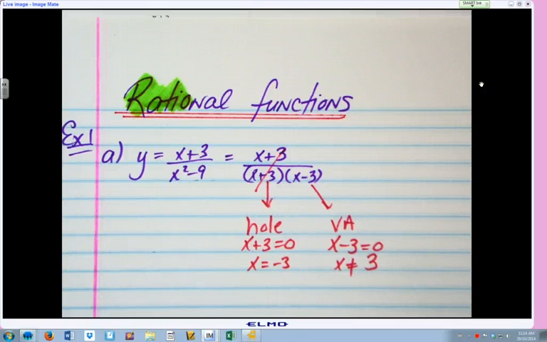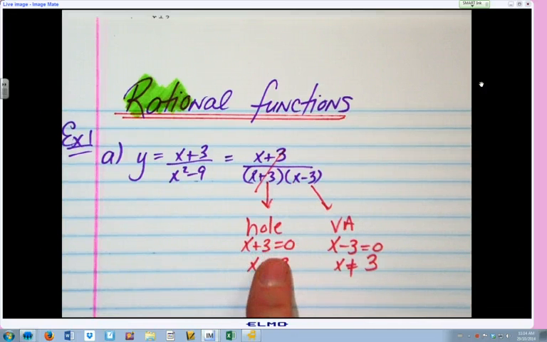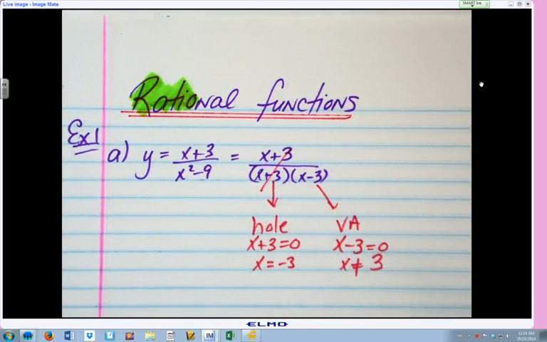That's how to find holes or vertical asymptotes. You factor. If it cancels, it means there's a hole in the graph. If it doesn't cancel, it's a vertical asymptote. Do I care what was on the top? Not at all. The top is useless to me in determining vertical asymptotes and holes.